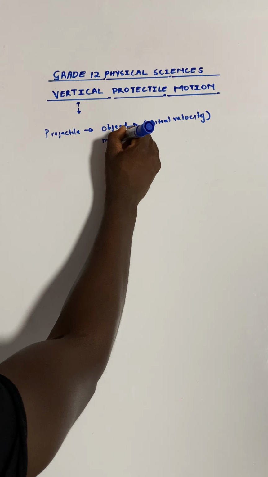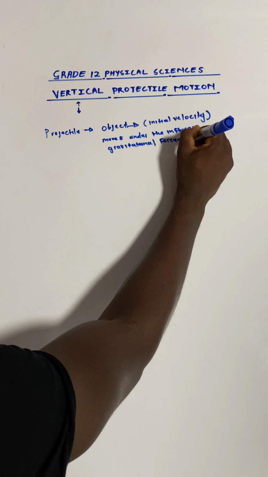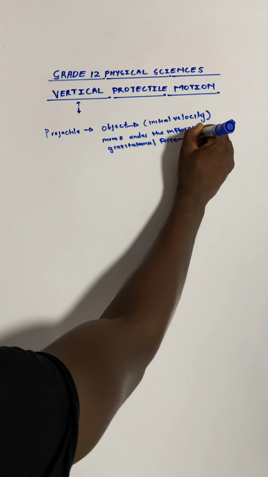Gravitational force in this topic is in the spotlight. What do we know about gravitational force? It also results in what we call gravitational acceleration, which is 9.8 meters per second squared. That is what we know about gravitational force so far. When we talk about a projectile, don't worry or think too much about it. We are talking about an object. It might be a ball, or any other object.